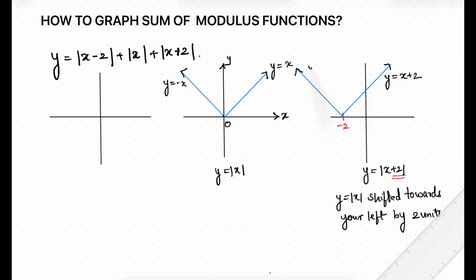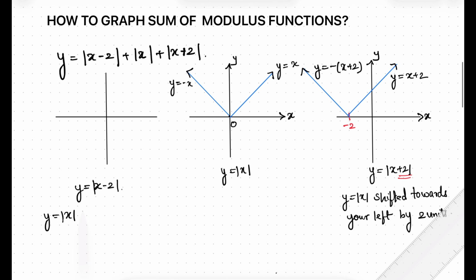That is the reason why we are writing y is equal to minus of x plus 2, because x plus 2 is negative when x is less than minus 2, and by plugging in another negative sign we will be making that expression positive. The same theory can be applied for your y is equal to modulus of x minus 2 as well. So we are going to draw the y is equal to modulus of x minus 2 graph over here. It is simply the y is equal to modulus of x graph, but shifted towards the right by 2 units.